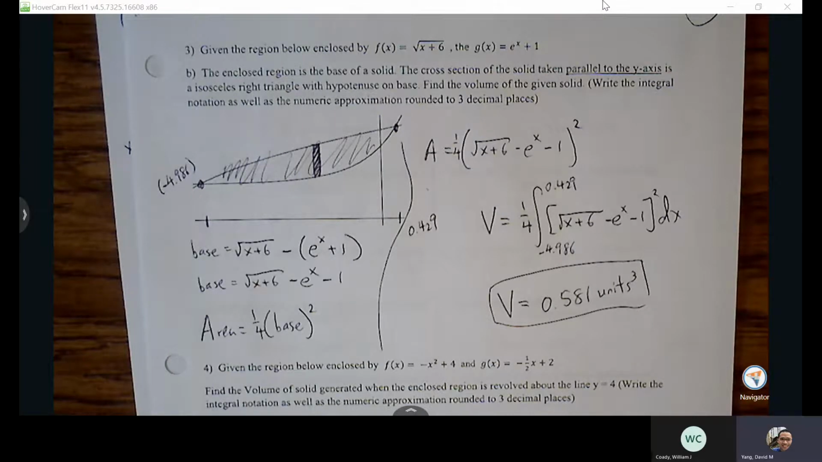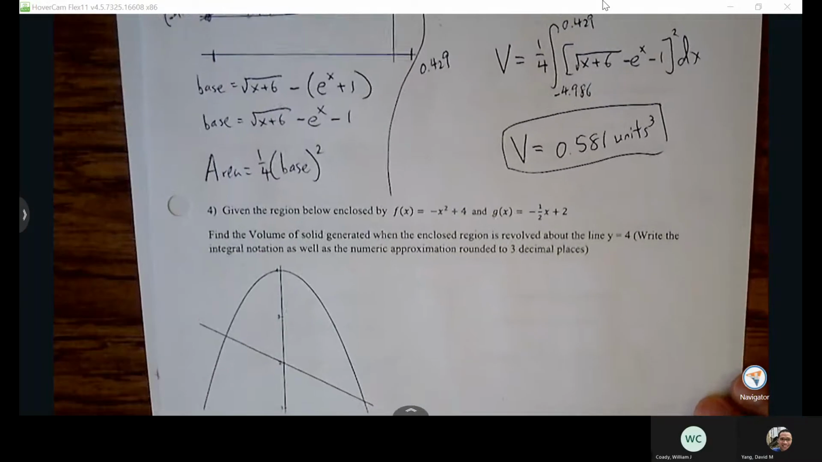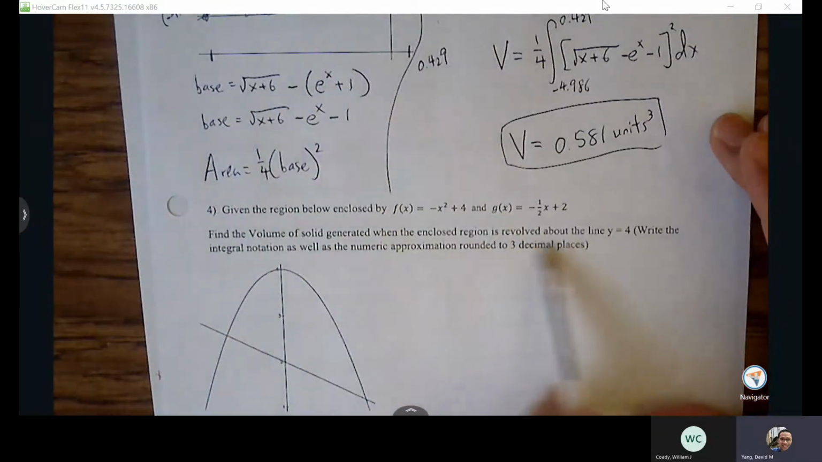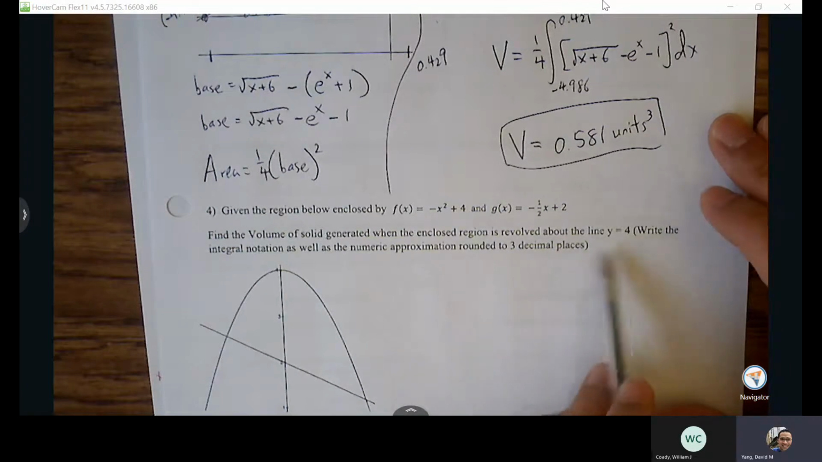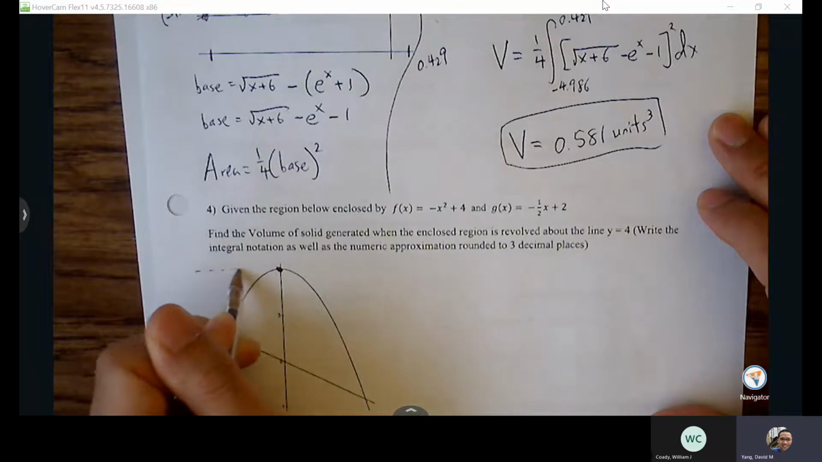Okay, last one, number 4. You have a parabola and a linear graph. Find those intersections. But first, let's see here. Rotating around the line y equals 4. Y equals 4 is going to be touching the graph, touching that shaded region.